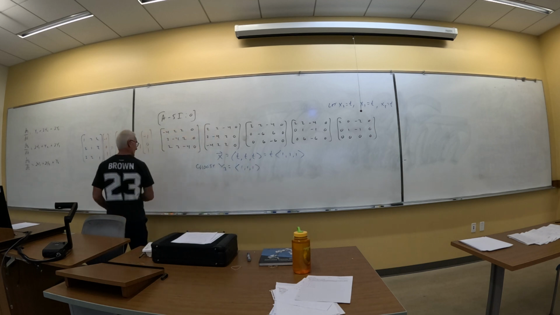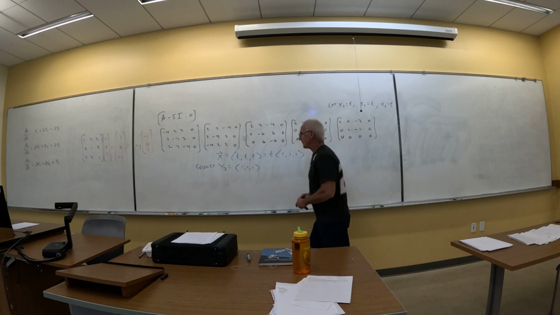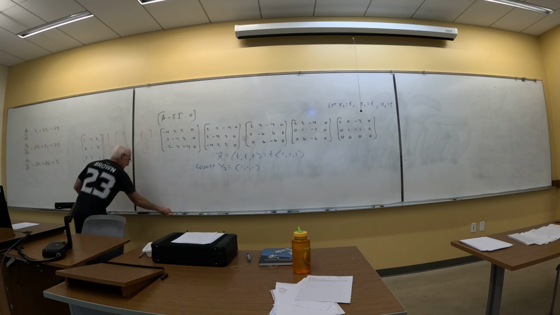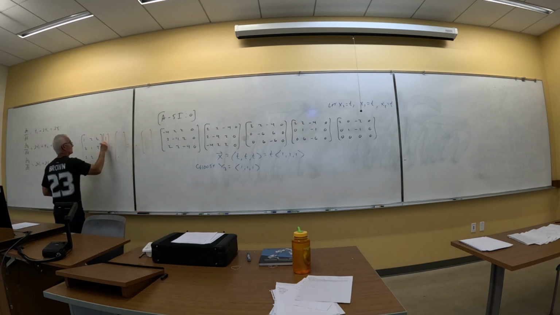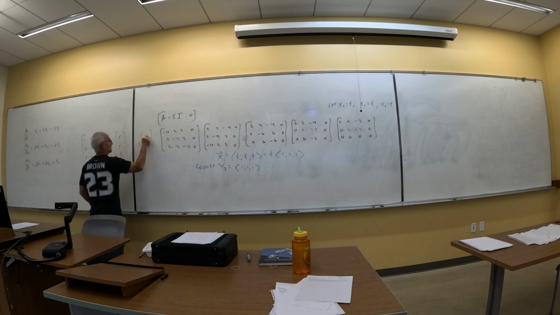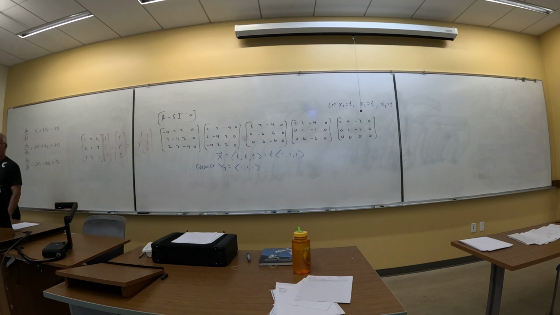And now we will check it. So 1 plus 2 plus 2, that's 5. 2 plus 1 plus 2, that's 5. 2 plus 2 plus 1, that's 5. And that's 5 times 1, 1, 1. Is that a good thing? Yep. We have 3 eigenvalues, we have 3 eigenvectors.